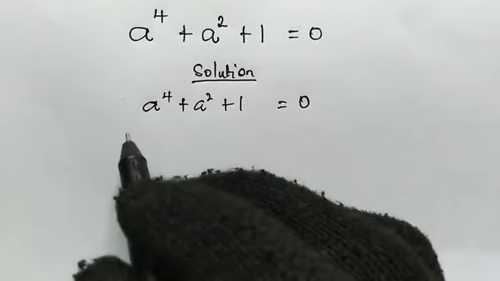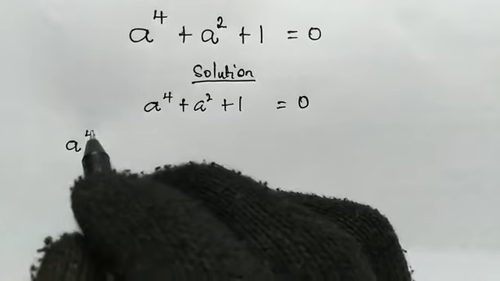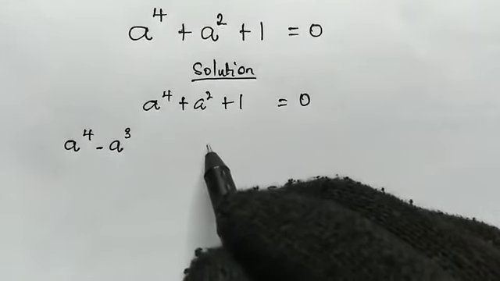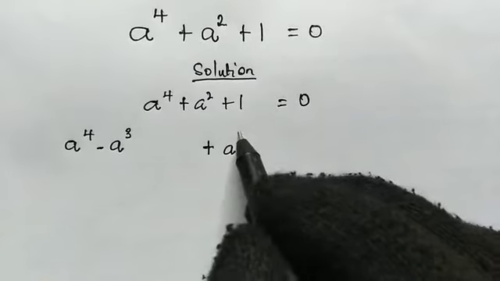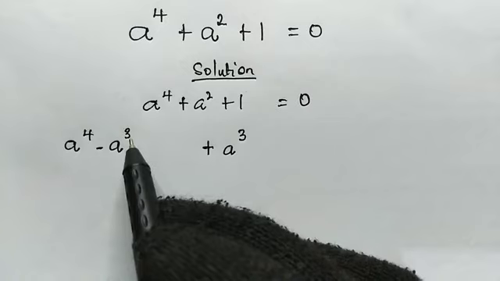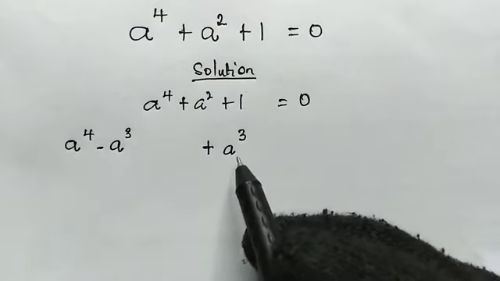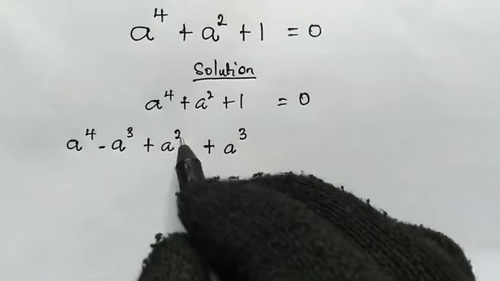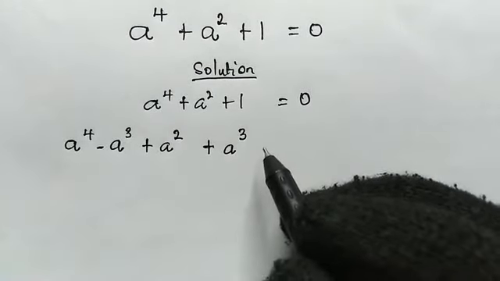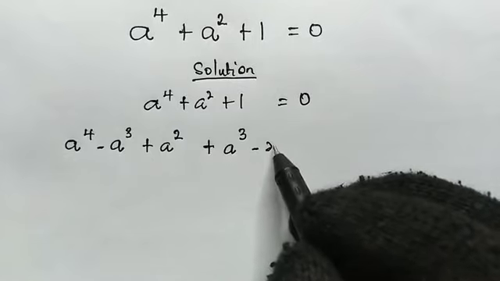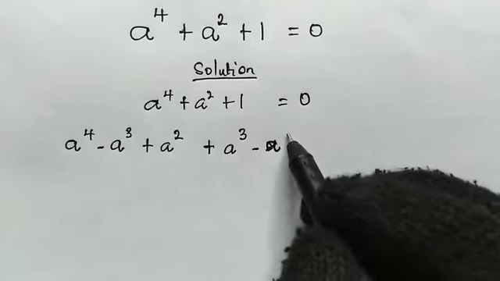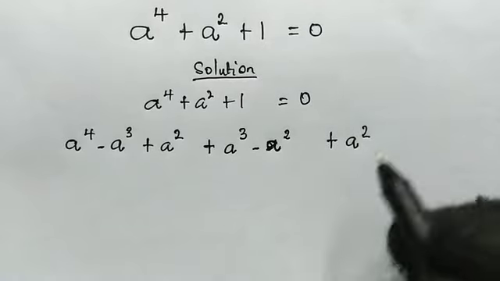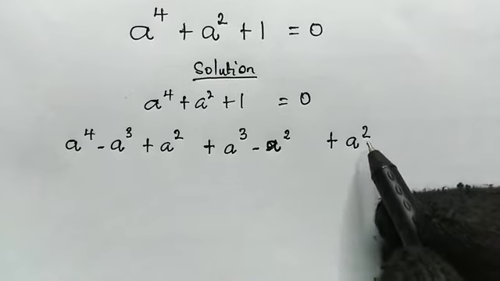So now, this is the trick. We have the first term there, which is a to the power of 4. So if I subtract a cubed, then I will have to add it somewhere, right? That will be plus a cubed. You know why? Negative a cubed plus a cubed will be 0, right? Okay, so here the second term, which is plus a squared. Now, the next step, if I subtract a squared, then I will add a squared somewhere here, right? Because negative a squared plus a squared will be 0.